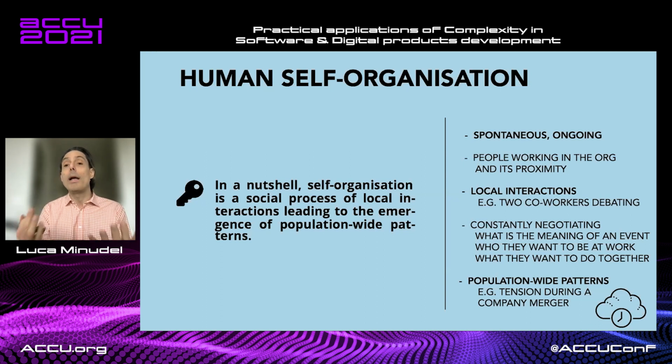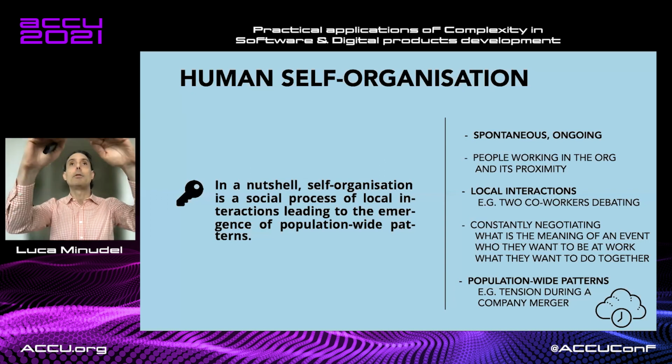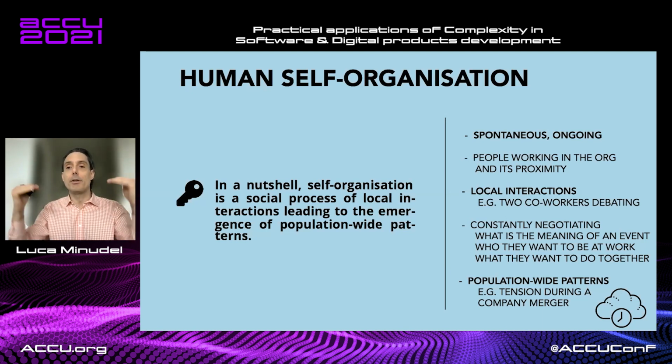for example, when two co-workers are debating a problem and a solution. And so we have all this local interaction in the workplace that comes together. And then when we look at the population, the whole team, the whole department or the organization, we may start to see some regularity emerging, some patterns. For example, we can see a growing tension during a company merger. So there is something interesting about these population-wide patterns that we can observe.